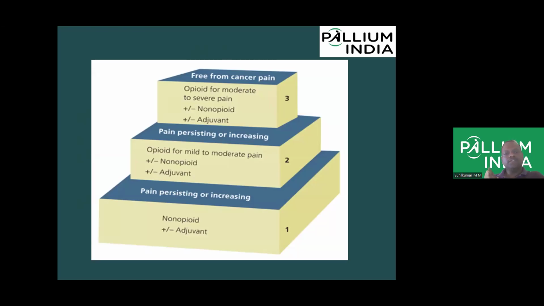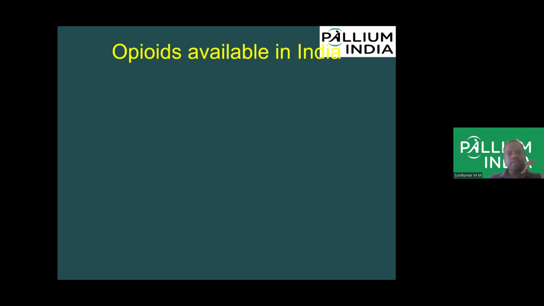All of you know that this is the WHO analgesic ladder, and the opioids come in the second stage, but those are the opioids for mild to moderate pain, or some people call them weak opioids, but a better term would be opioids for mild to moderate pain. And in the third step, we have opioids for moderate to severe pain. So what are the opioids available to treat mild to moderate pain in India? Can somebody tell me? Please unmute and speak.